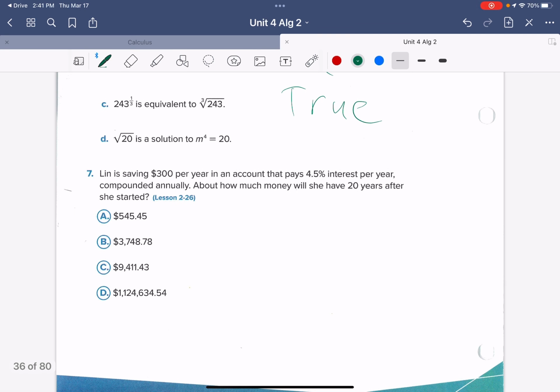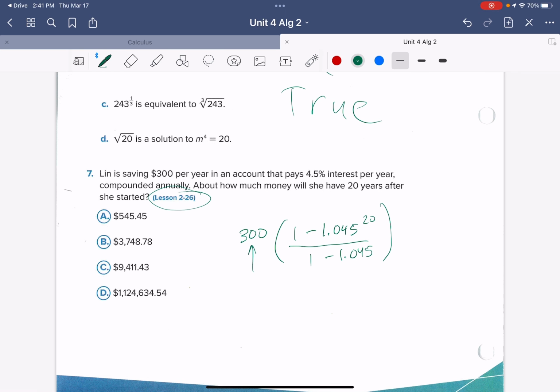And then here, you need to know the equation from this section here. So the equation, you may not remember it, you have to have $300, that's your starting amount. And then it's 1 minus the increase. Well, what's the increase? Well, it's going up 4.5%, so it's 1.045. That's the common ratio. And you're going to do that 20 times over 1 minus 1.045.